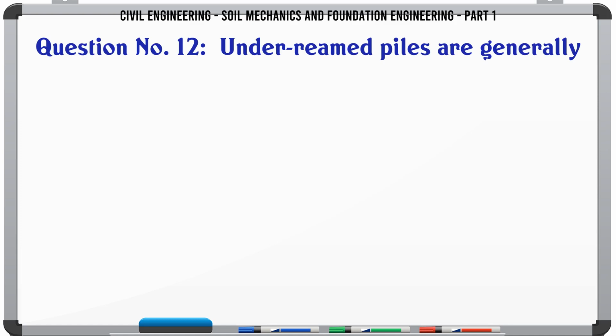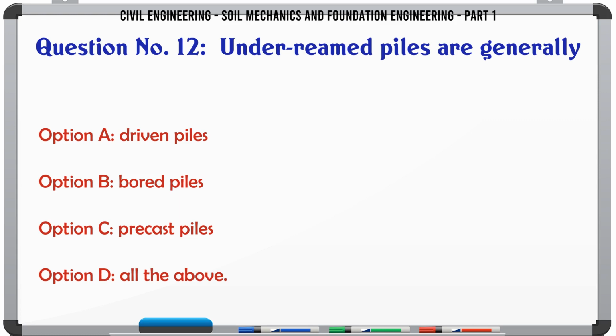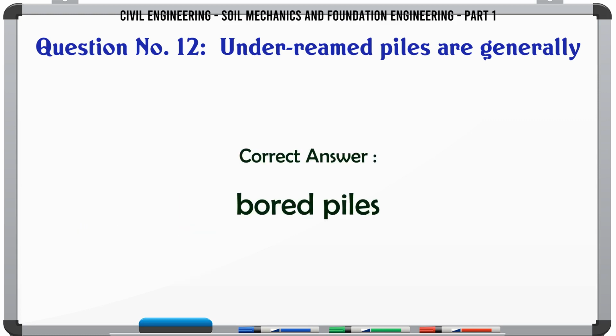Under-reamed piles are generally: A. driven piles, B. bored piles, C. precast piles, D. all the above. The correct answer is bored piles.